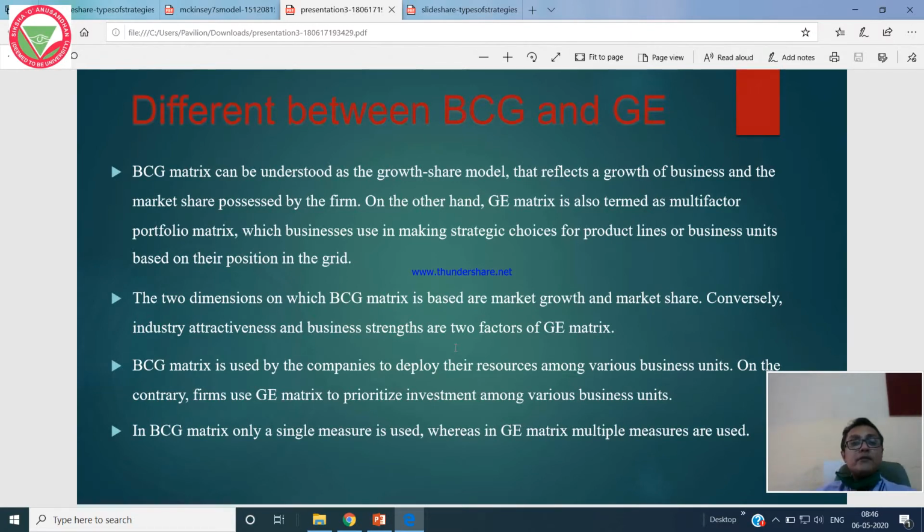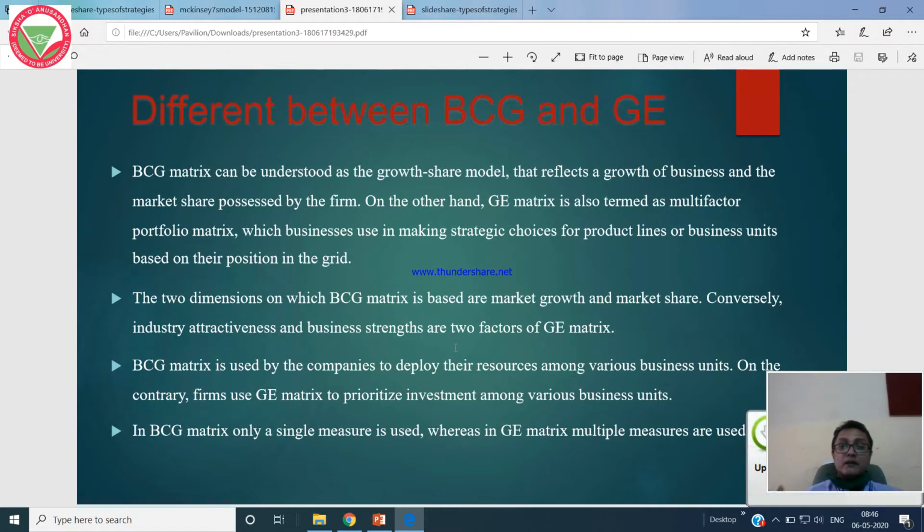Now we will be focusing on the difference between the BCG and GE matrix. The BCG matrix was covered some time back, and the GE matrix was covered yesterday. So what is the difference between them? The BCG matrix can be understood as the growth share model that reflects the growth of the business and the market share possessed by the company. So how the business is growing and what type of market share is possessed by the company. Depending on those two factors, the BCG matrix stands.